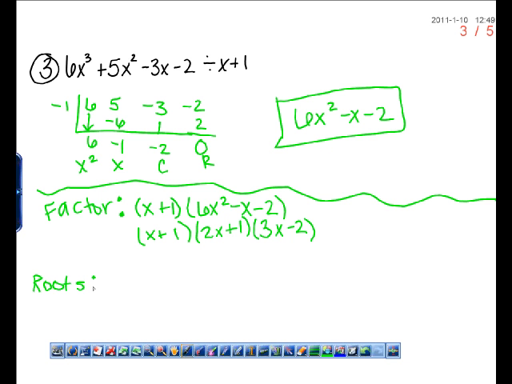Yeah, so for my roots, x plus 1, what root would that give me? Negative 1. 2x plus 1, what root will that give me? Negative 1/2. 3x minus 2, what root does that give me? 2/3. So what kind of roots are these? They're real. These are all real roots.